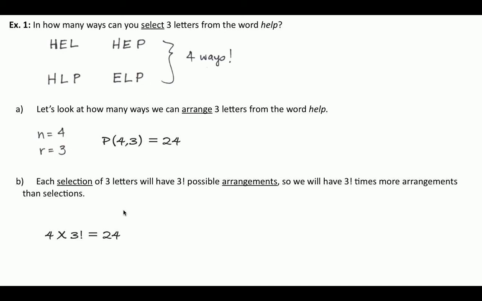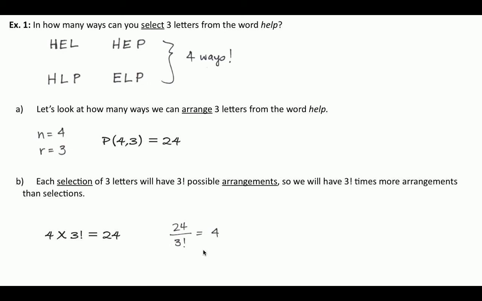Well, just like when we couldn't distinguish between numbers or letters that are all the same in the last unit, we just divided out the number of indistinguishable arrangements. Here it's not that things are indistinguishable. We just don't care about their arrangements. So we're still going to divide them out. We take our permutation, our 24, our 4P3, and we divide out the number of ways that we can arrange each of those selections, which is 3 factorial. And we come to the combination, which is what we got when we did it with a list.